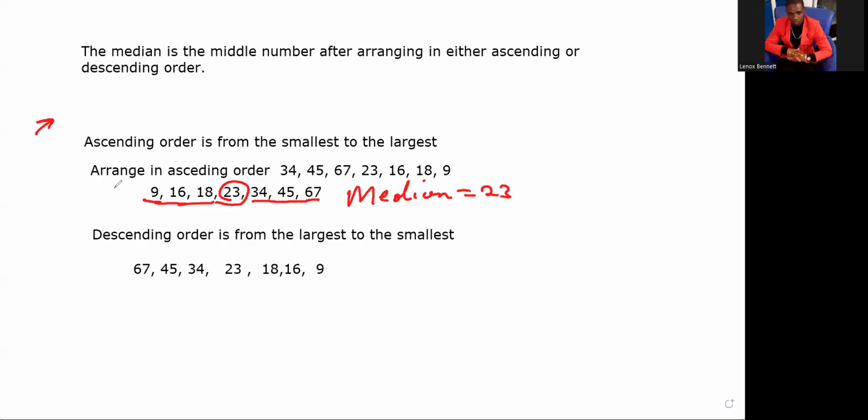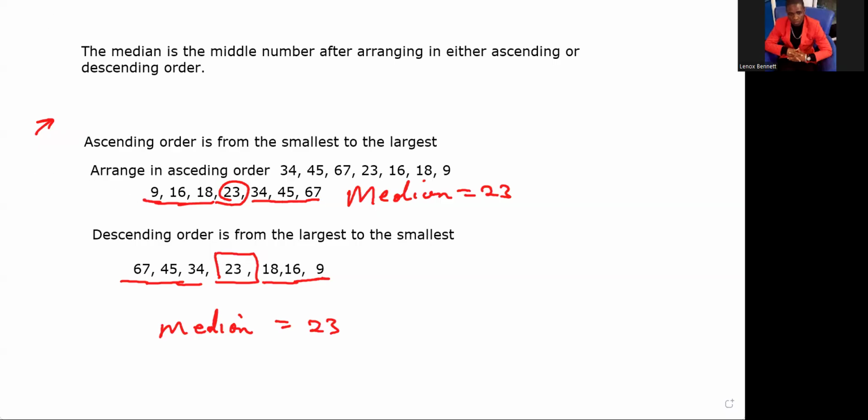Let's see if it's 23 with the descending. One this way, one that way, one that way, one that way, one that way. Still 23. So it really does not matter which you arrange it in. It comes down to preference. If you prefer descending, you do it in descending. If you prefer ascending, you do it in ascending. I personally prefer ascending, but everyone has their choice. So it does not matter, all right?